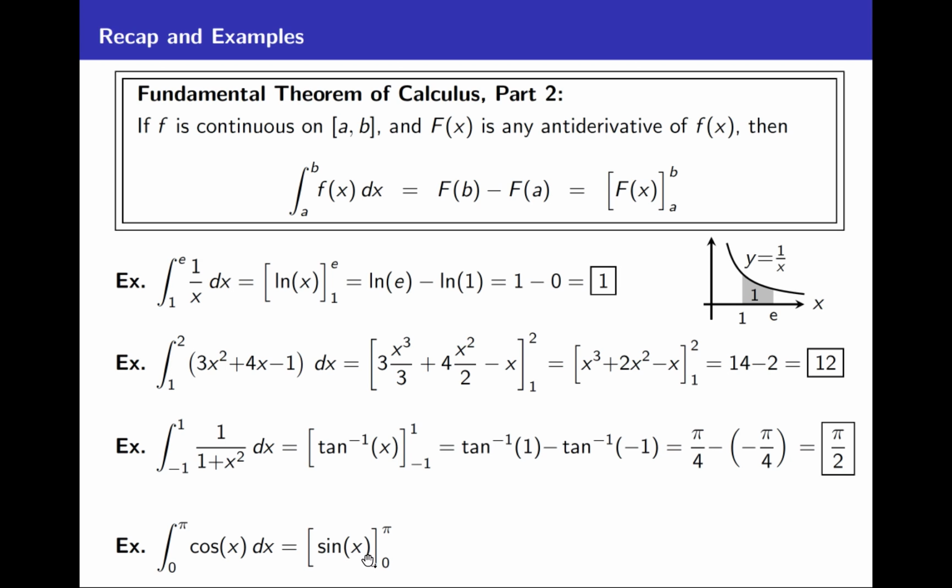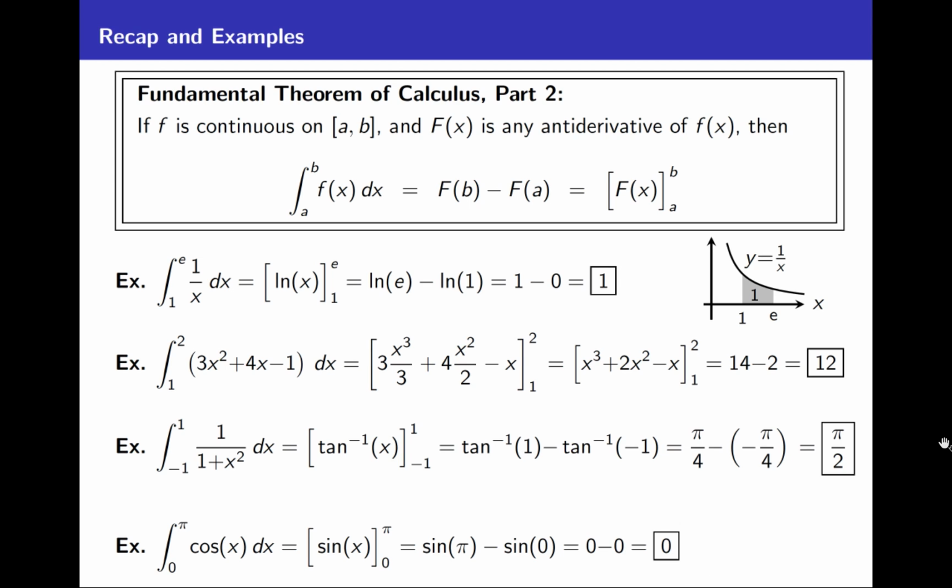Plug in pi, minus plug in 0. That's sine of pi minus sine of 0. And sine of pi is 0, and sine of 0 is 0. So our answer here is 0. The definite integral from 0 to pi of cosine x dx equals 0.